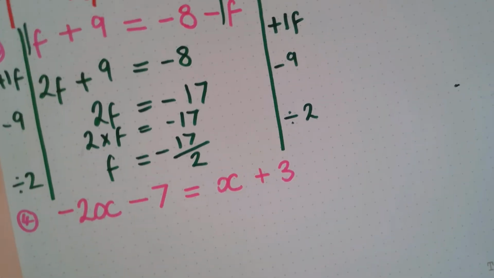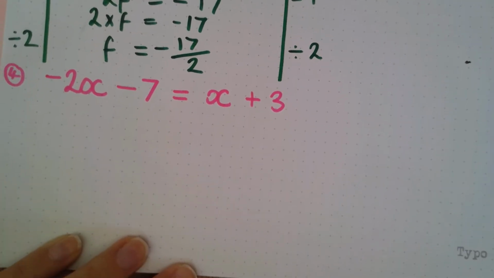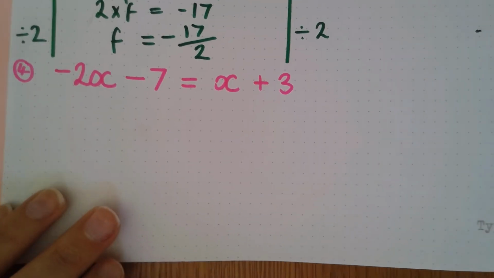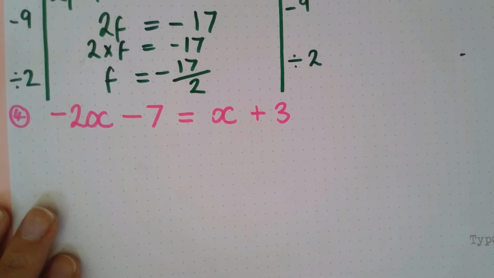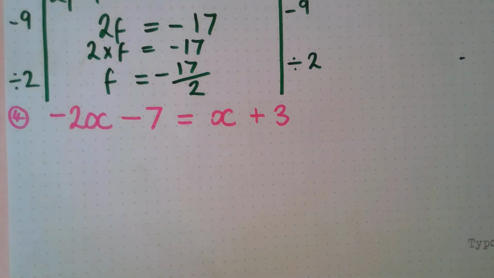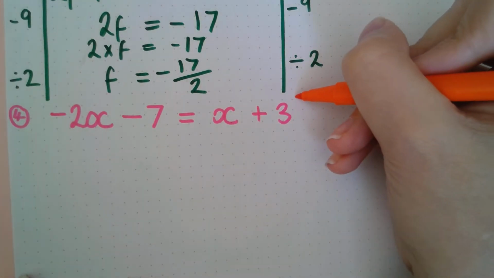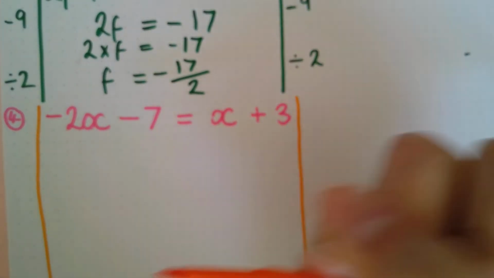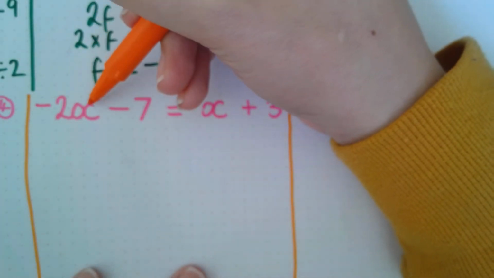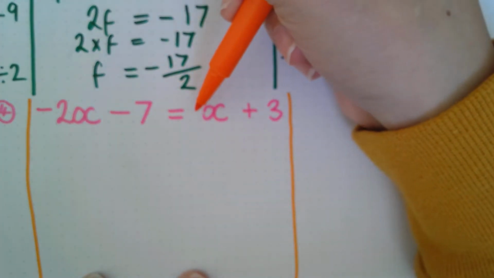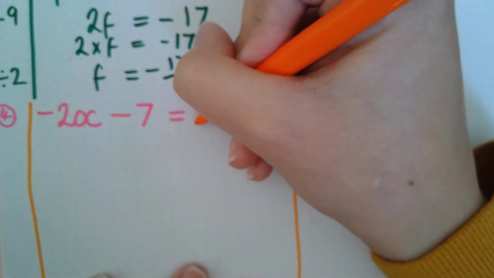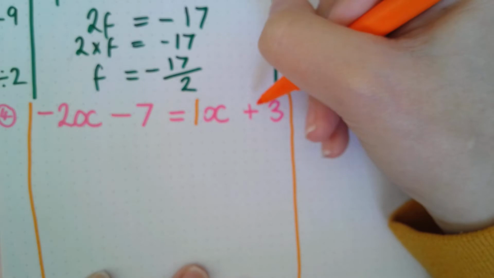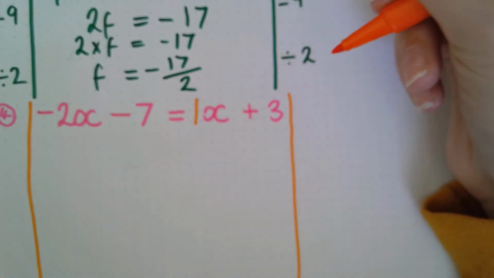And the last example. So I'll copy it down. Okay, draw in what we know is step 1, draw in our stabilisers. So we've got minus 2x, take away 7 equals, how many x's is that? Well, it's not got a number before, so it's 1x plus 3.